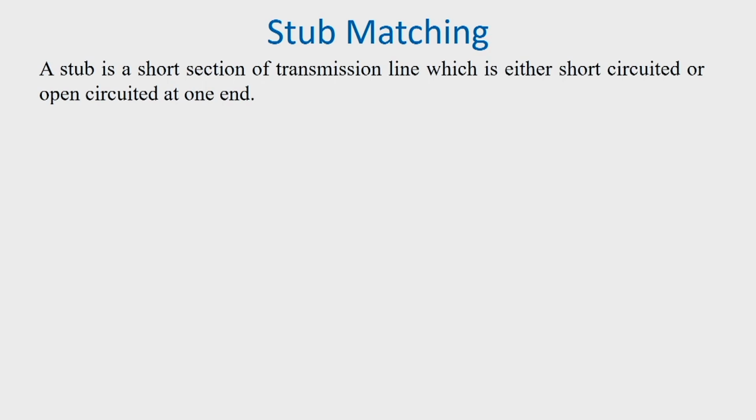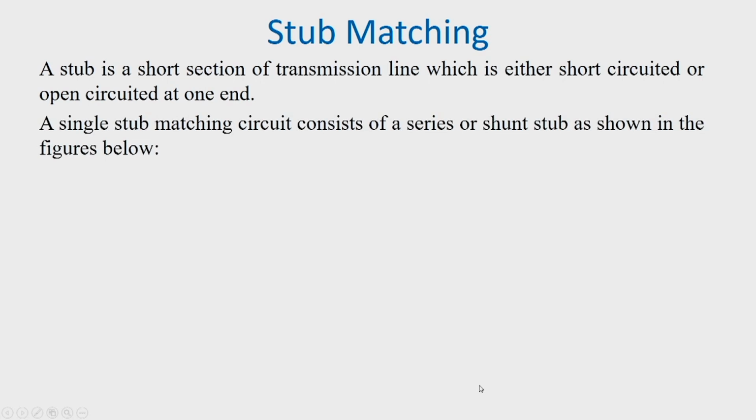So, we start our discussion on another matching technique which is called stub matching. A stub is a short section of transmission line which is either short circuited or open circuited at one end. Now, a single stub matching circuit consists of a series or shunt stub as shown in the figures.